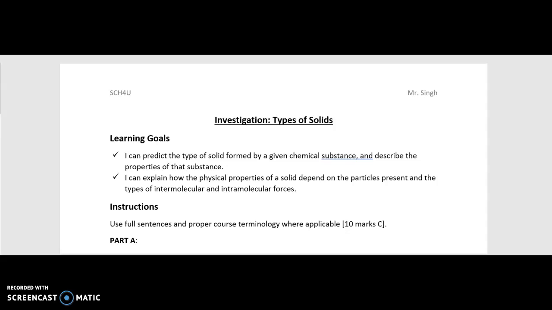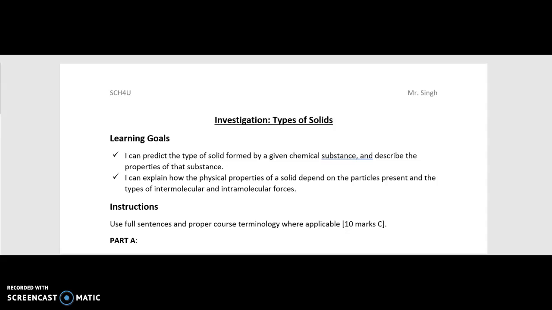Hello everyone. In this assignment you'll be showing your understanding of the types of solids that exist. So you would have hopefully already done the types of solids lessons. So your goal here is to predict the type of solid formed by a chemical substance and describe the properties of that substance, and also explain how physical properties depend on the types of inter and intramolecular force.